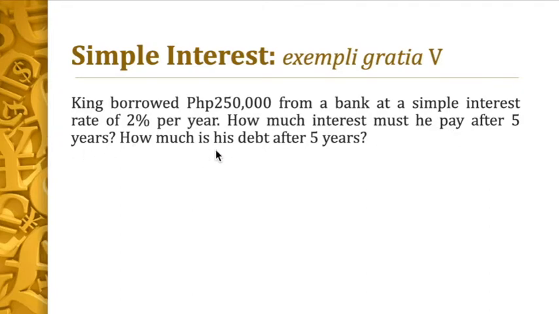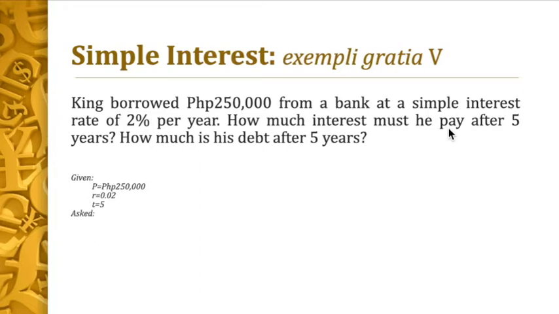Now, how much is his debt after 5 years? So we have a pretty similar example as the case before. Let's use the GRASS method, given, asked, solution. So what's the given? King borrowed this amount, so that's pretty close to the P, your principal amount. And from a bank at a simple interest rate of 2%, that's your R. Make it decimal, please. So 2% is 0.02 in decimal. Okay, and how much interest must you pay after 5 years? Clearly, your T is 5.